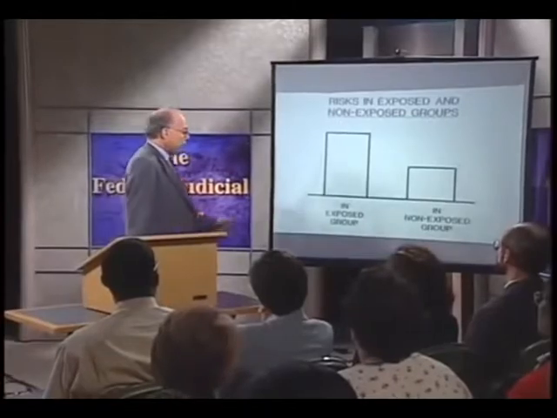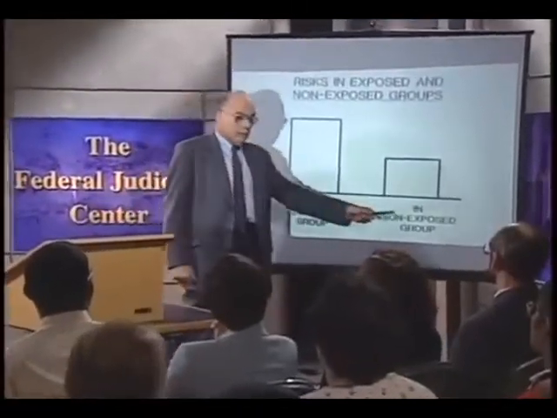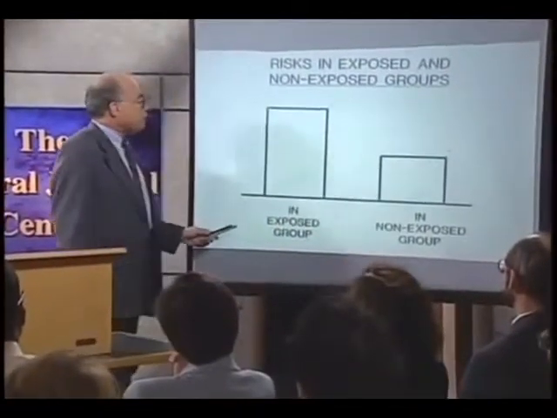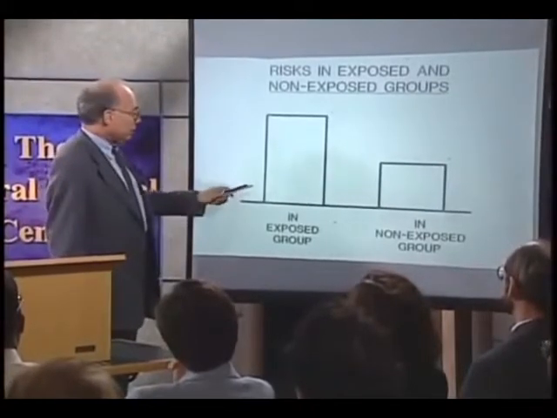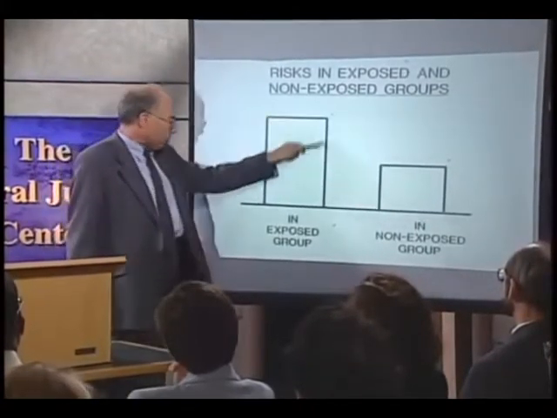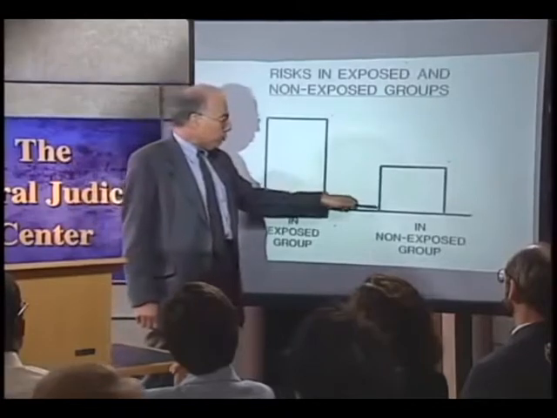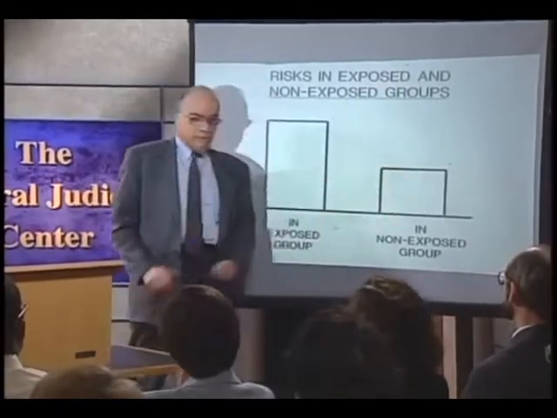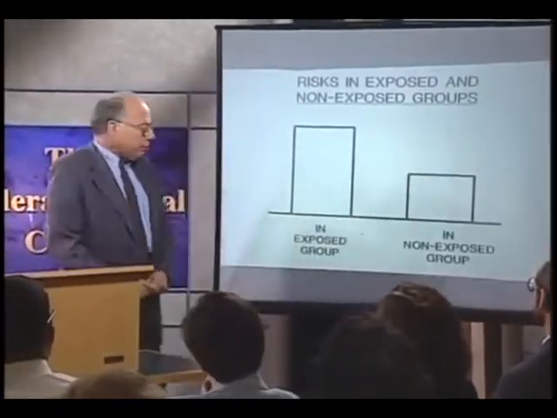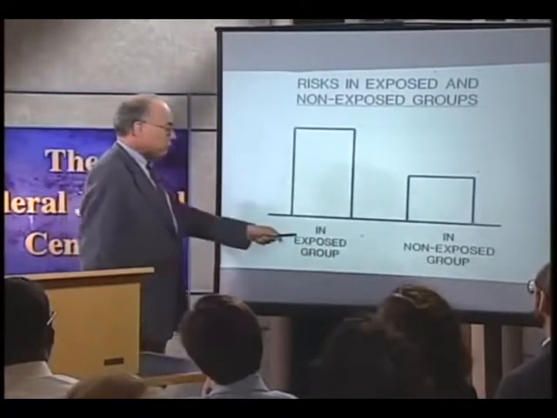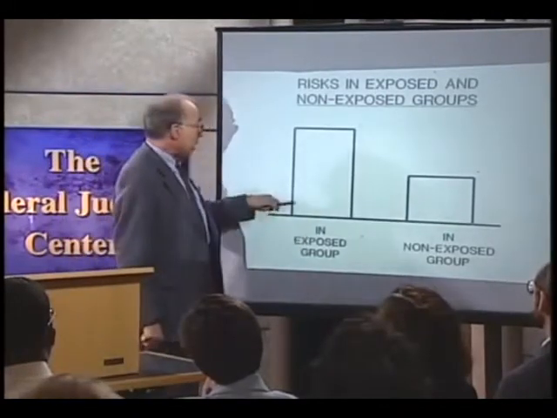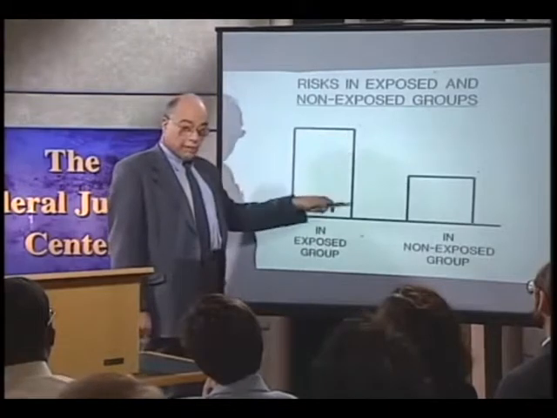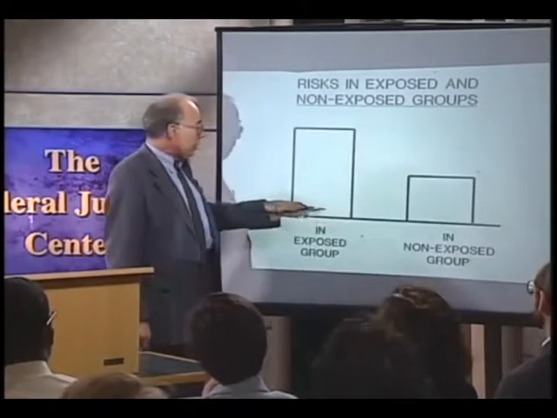Let us consider an exposed group and a non-exposed group, each of which has a risk of developing disease. This bar represents the total risk of developing the disease in the exposed group, and this is the total risk of developing it in the non-exposed group. For example, let us say that the exposure is radiation, and the risk is developing a certain type of cancer after radiation. What do we see?